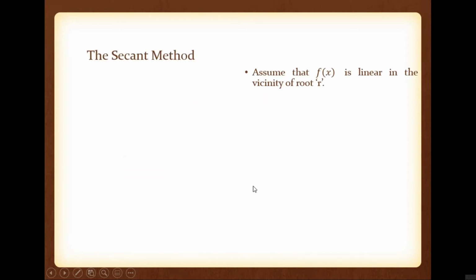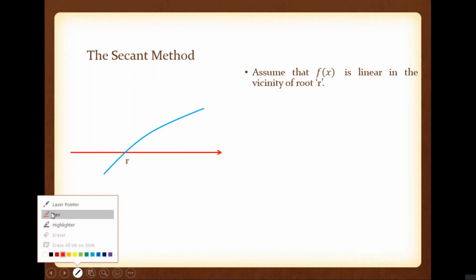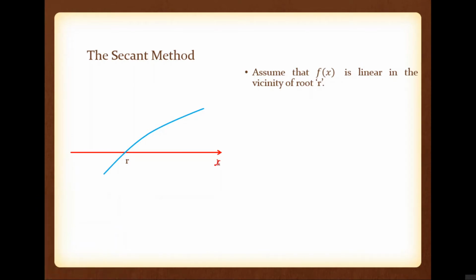So assume that f of x is linear in the vicinity of the root, meaning very near to the root. Say this is the function. This straight line is the x-axis, and this curved blue one is the function f of x. This point is the actual root, labeled as r. Very near to this root, we are assuming that the function is linear. You can see that this is linear very near to the root.